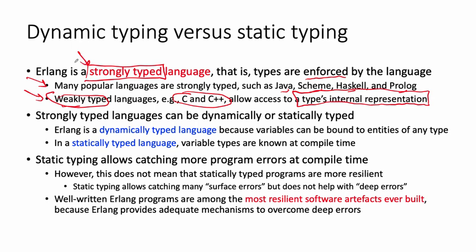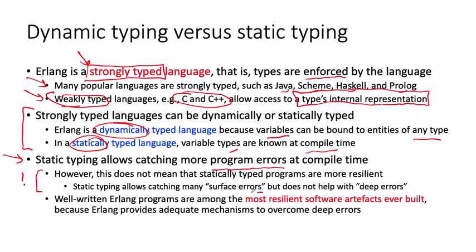So Erlang is strongly typed, but strongly typed languages can be dynamically or statically typed. In a dynamically typed language, the variable's type is only known at runtime. So at runtime, you can bind a variable to entities of any type. And in a statically typed language, you know the types at compile time. So there is, of course, a lot of discussion between dynamically typed language and statically typed language people. Static typing allows catching more errors at compile time because the compiler can check that the types are correct. But in fact, they're not really more resilient. This is somewhat controversial.